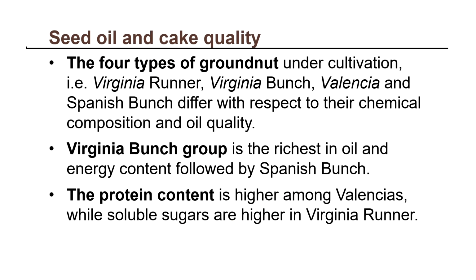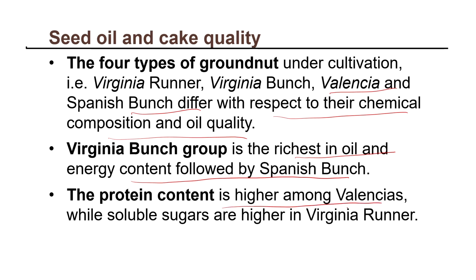Finally, see the seed oil and cake quality. There are 4 types of groundnut under cultivation. They are Virginia runner, Virginia bunch, Valencia and Spanish bunch. They differ with respect to their chemical composition and oil quality. For example, the Virginia bunch type group is richest in oil and energy content, followed by Spanish bunch. Protein content is higher among Valencias, while soluble sugars are higher in Virginia runner.